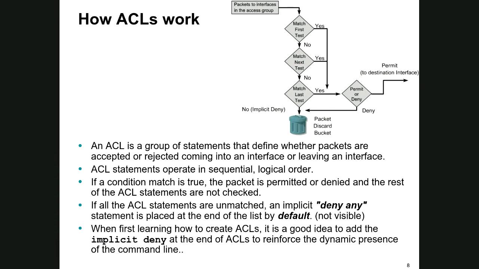Now, here's a very important concept. All access control lists end with an implicit deny all traffic by default. It's not visible. This means that all access control lists must have at least one permit statement somewhere, because if they're all deny statements and there are no permit statements, all traffic would be denied. And there's a much easier way to deny all traffic on an interface, and that's just the shutdown command. So don't forget about that implicit deny any at the end.